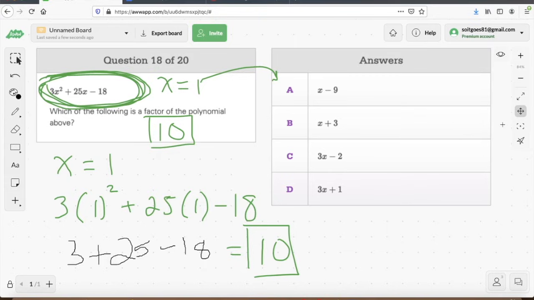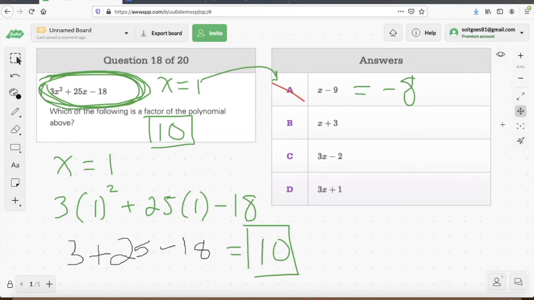That's going to make more sense as we test these answer choices. So let's plug in a 1 for x in answer choice A. When x is 1, what does that give us? It's 1 minus 9, negative 8. Absolutely, that's negative 8. Is negative 8 a factor of 10? That's to say, can you multiply negative 8 by something to get 10? No way. So A is gone. Does that make sense?